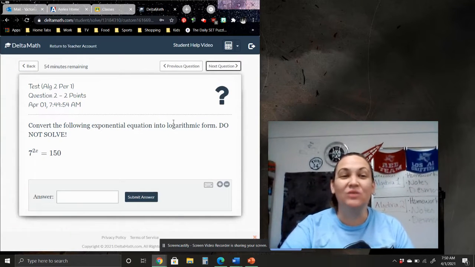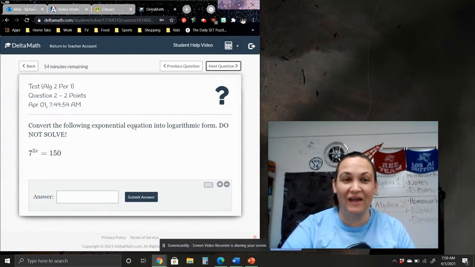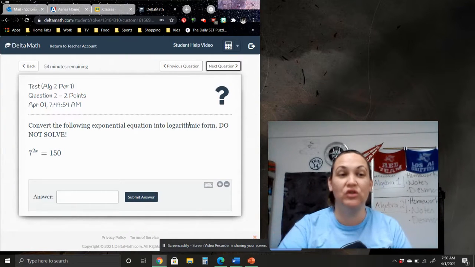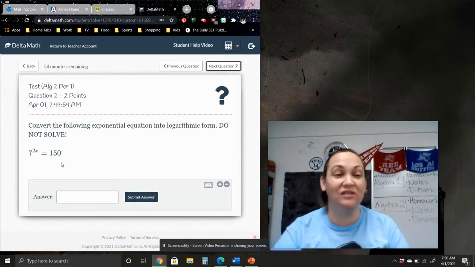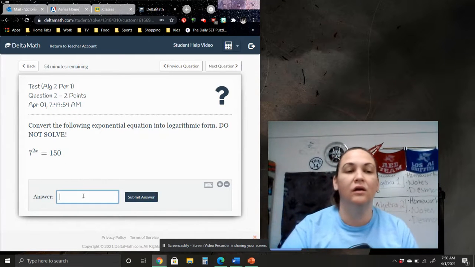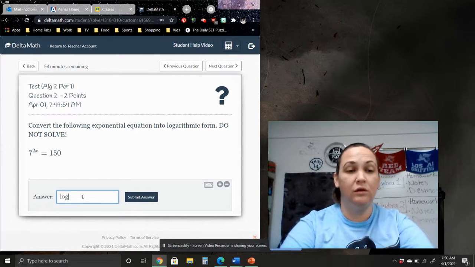All right. This one also, convert the following exponential equation into logarithmic form. Do not solve. So even though there's an x in the problem, we're not solving this. We're just writing it as a log. So we start with the word log.